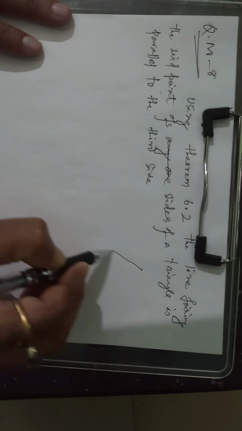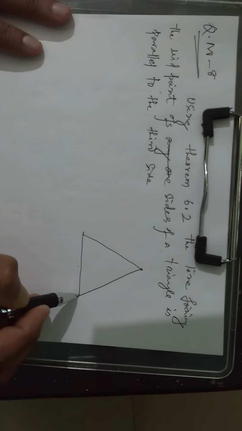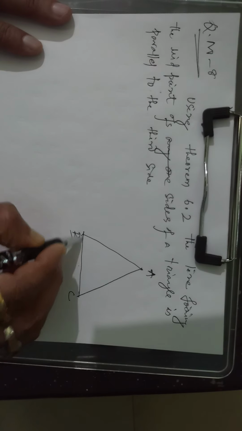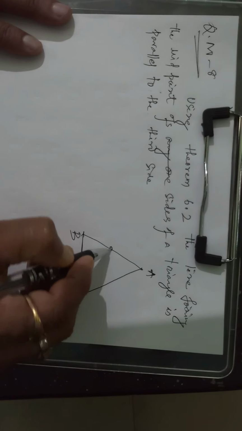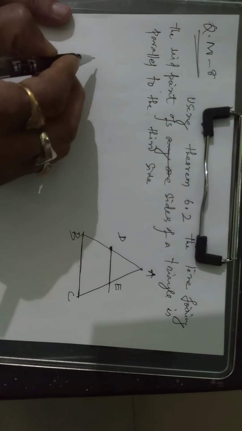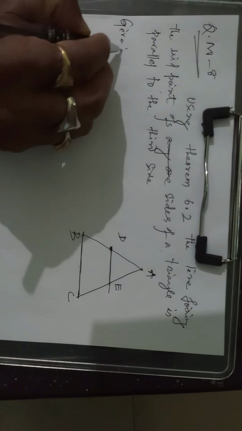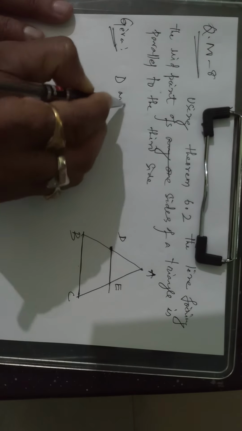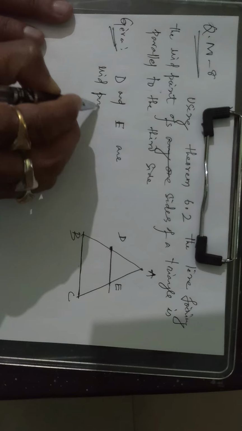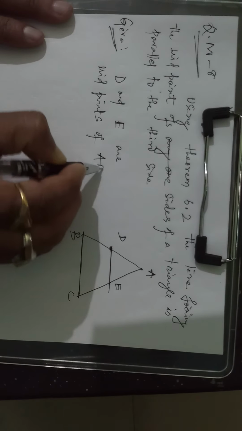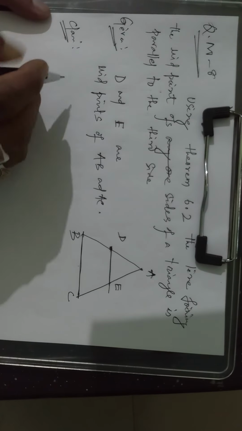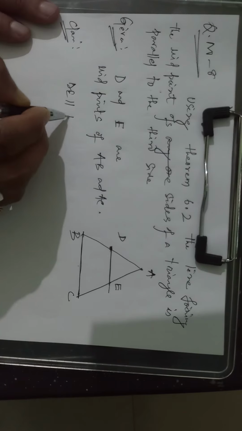So let us start, students. This is a triangle ABC, and this line DE. Given: D and E are midpoints of AB and AC respectively, and claim: DE parallel to BC.